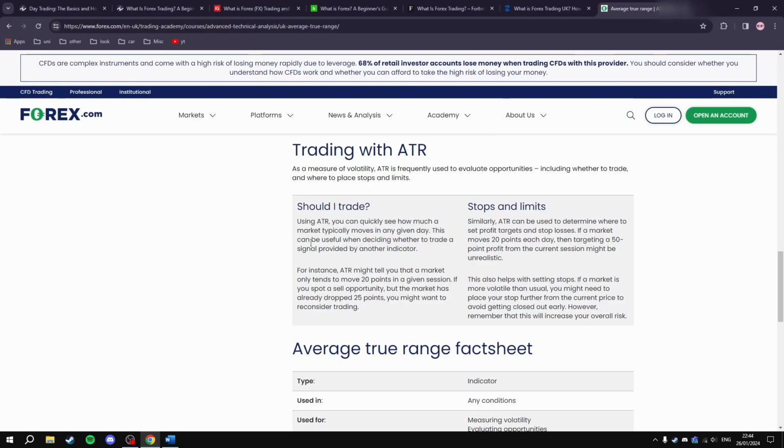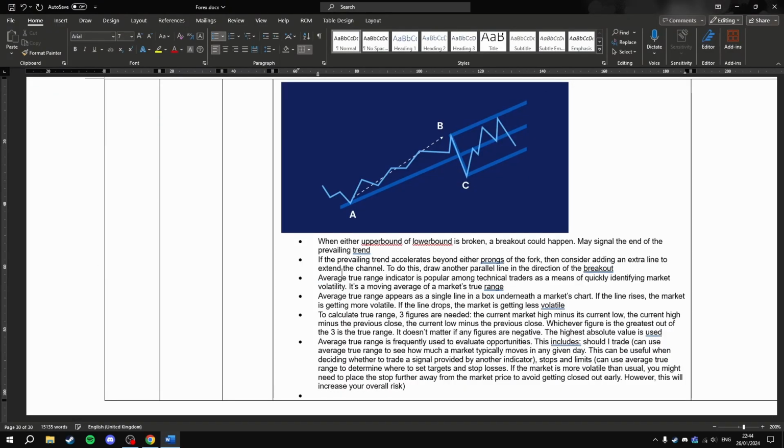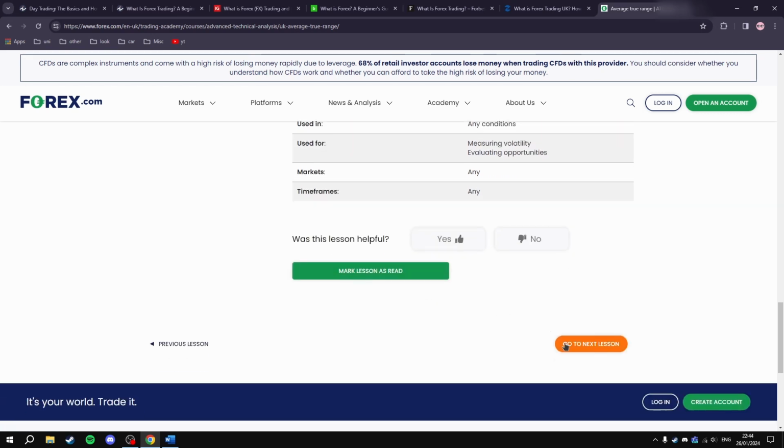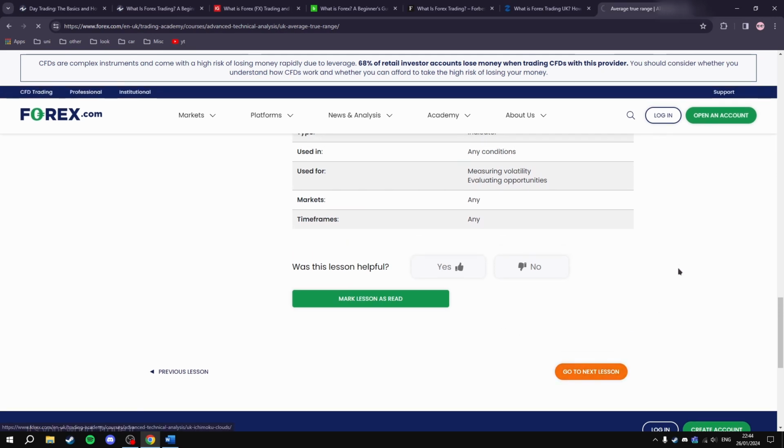Cool. Average true range fact sheet: type, indicator; used in any conditions; used for measuring volatility, evaluating opportunities; markets, any; time frames, any. Very good. Go to the next lesson.